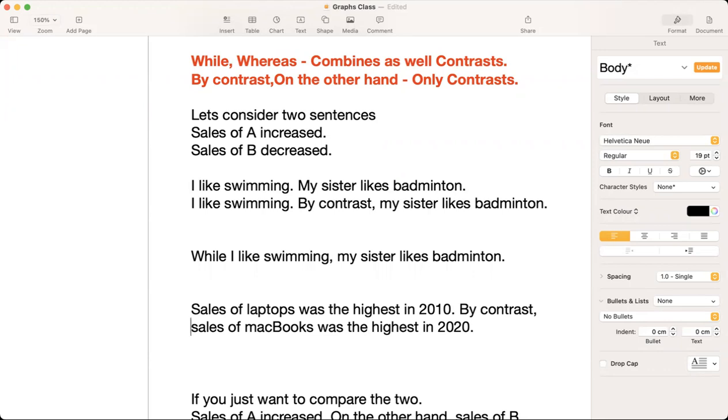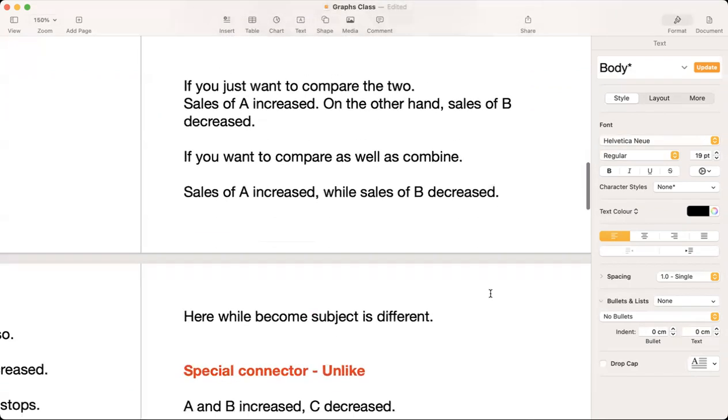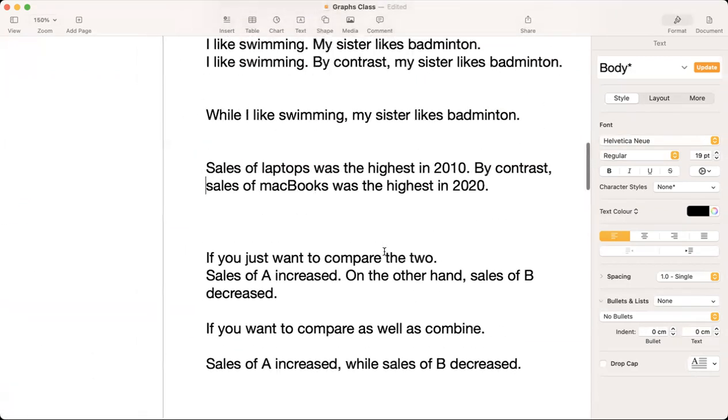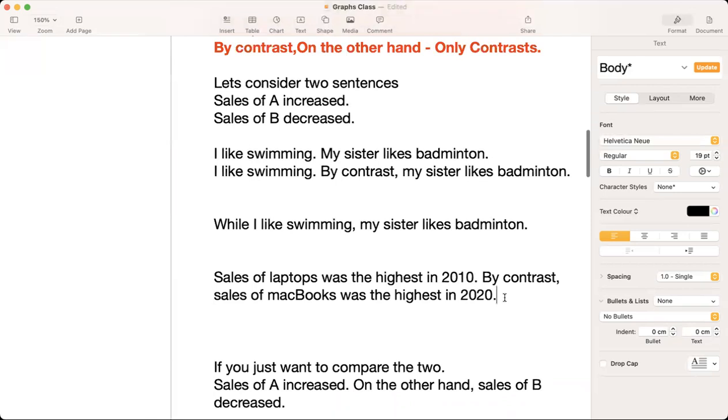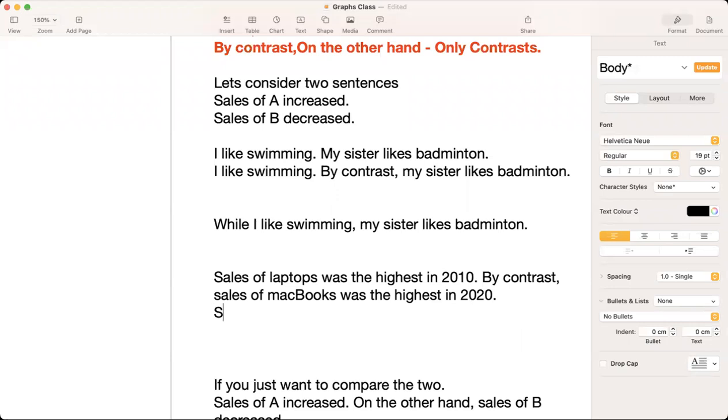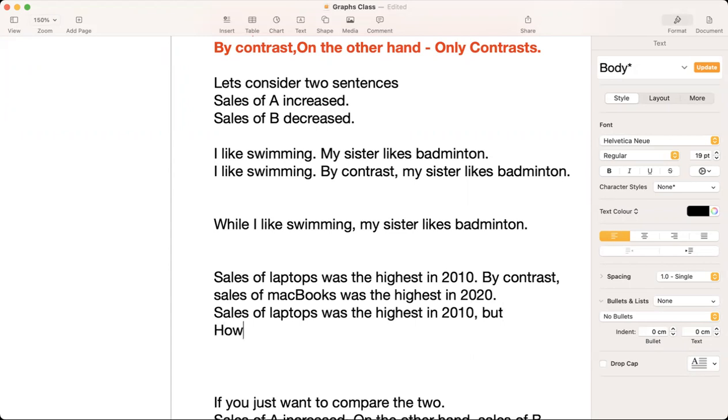Okay. Now let's come to but and however. But and however are also the same. They are used in the same way. But joins the sentences, however doesn't join the sentences. So for example, let's take sales of laptops was the highest in 2010. If you want to join the sentences, use a but. If you don't want to join the sentences, use a however, and then tell the next sentence. However, sales of MacBooks was highest in 2020. So the same thing. Is it clear? But and however, also the same difference.